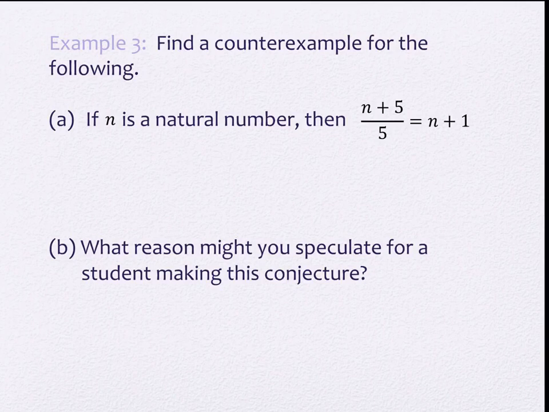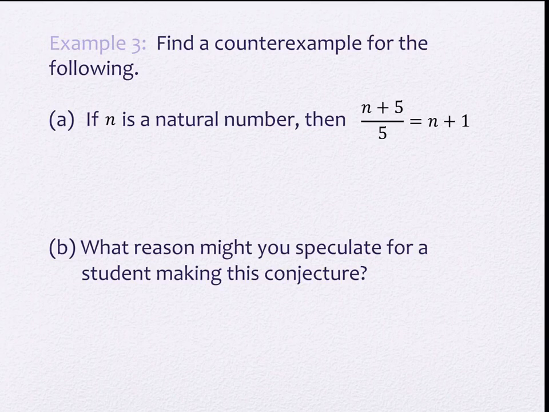So a student does work like this. This would not be an uncommon thing for a student to do. They take n plus 5, they divide by 5, and they get n plus 1. So the first question here asks you to find a counterexample, an example showing that this process, whatever happened, isn't right. We'll talk about what happened in a minute, but we need to create an example.